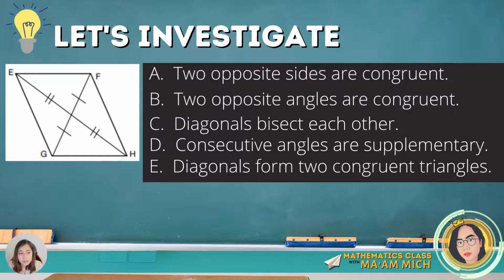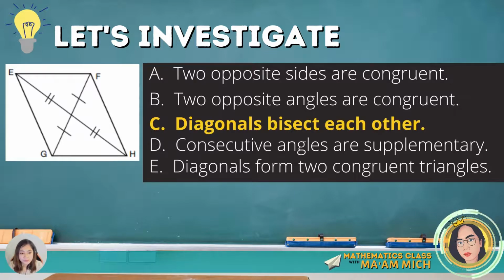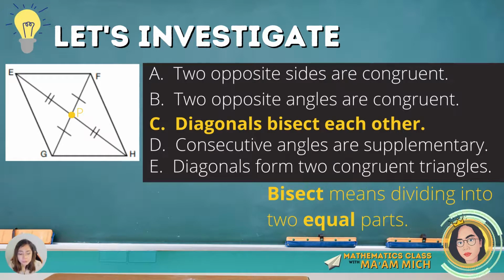Last, we have here parallelogram E, F, H, G. Ano kaya yung pinapakita dito? Okay, we have letter C. Diagonals bisect each other. Diagonals of parallelogram bisect each other. How? As you can see in the illustration, ayan, nilagyan na natin ang point of intersection, which is point P.